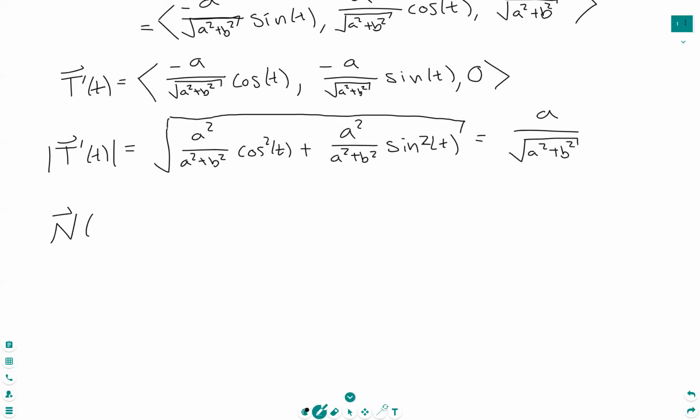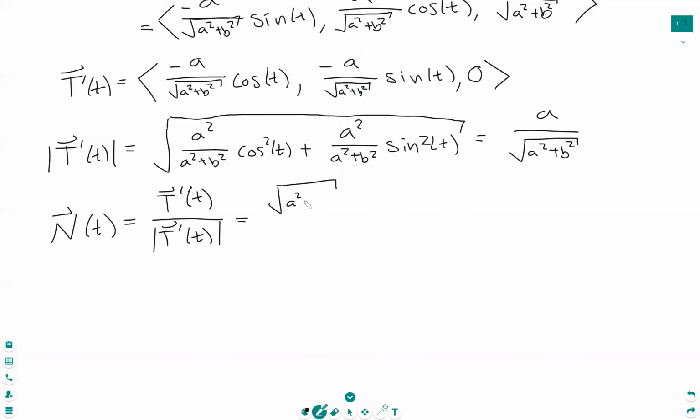Let's get rid of that little dot. So this is T prime of t over the magnitude. So here's our vector. And if we divide through by this a over a squared plus b squared, it's really nice because we're basically multiplying by the reciprocal of this, right? And notice that the terms out here are going to end up canceling. So let's actually just write this intermediate step. We're dividing by this magnitude, which is multiplying by the reciprocal.